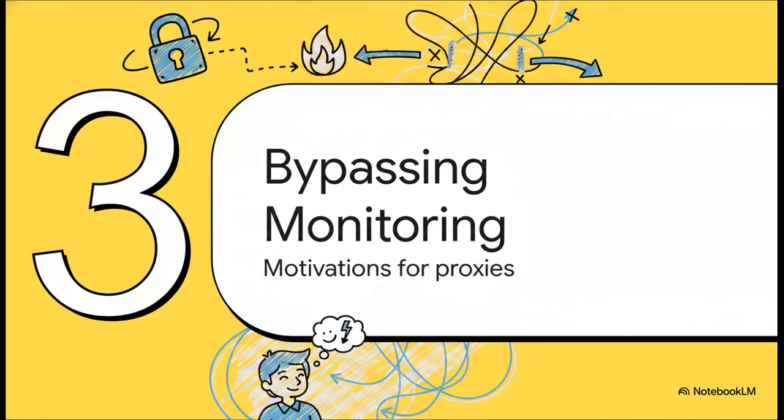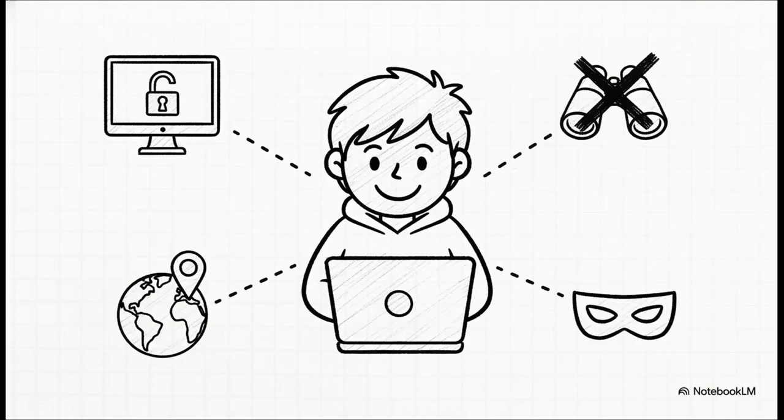Section 3. Bypassing school network monitoring. Why go through all this trouble just to get around school rules? Well, the motivations go way beyond just wanting to secretly check social media during a lecture. Students use proxies to access those blocked sites, to stop invasive network monitoring, to access out-of-region sites, which is huge for international students, and just a fundamental desire to browse anonymously. It's really about taking control of your own digital footprint while you're connected to a highly monitored public network.